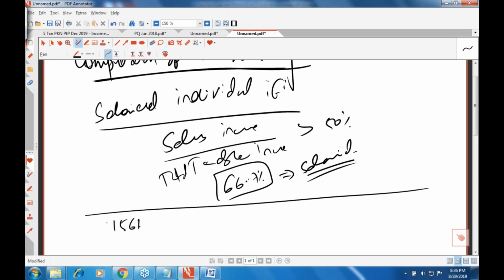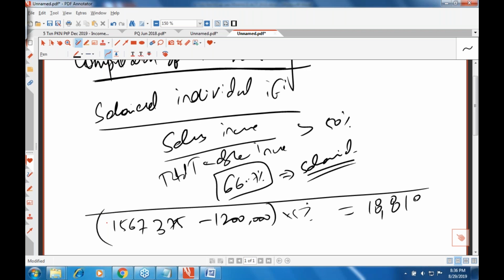So it is 1,567,375 minus 1.2 million, multiplied by 5%. This is what the tax is going to be. This is actually going to be 18,819.